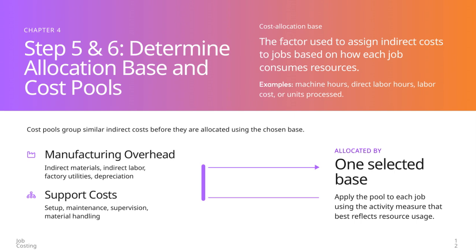These grouped costs are then allocated using a single chosen base, applying the cost pool to each job according to the activity measure that best matches how the resources are consumed. This approach helps ensure more accurate job costing by linking costs directly to the activities that generate them.